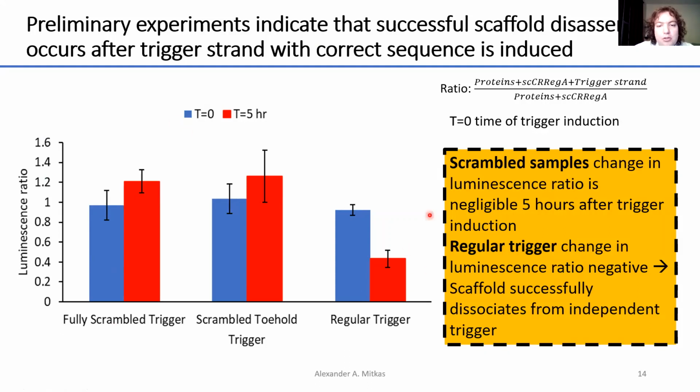However, if we look at the regular trigger instead, we see that 5 hours post-induction, we actually see about a 50% drop in luminescence in the sample where we expressed the trigger versus the sample where we did not, indicating that our system is in fact disassembling through toehold-mediated strand displacement thanks to the expression of this independent trigger.